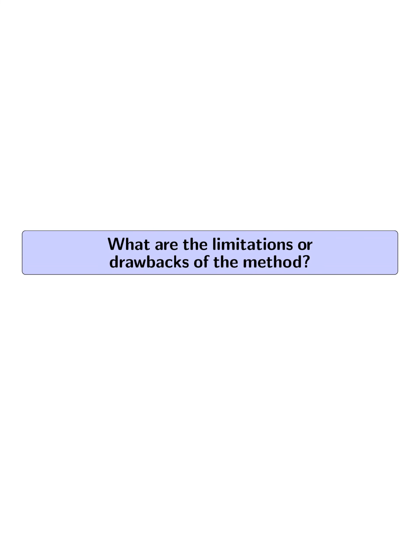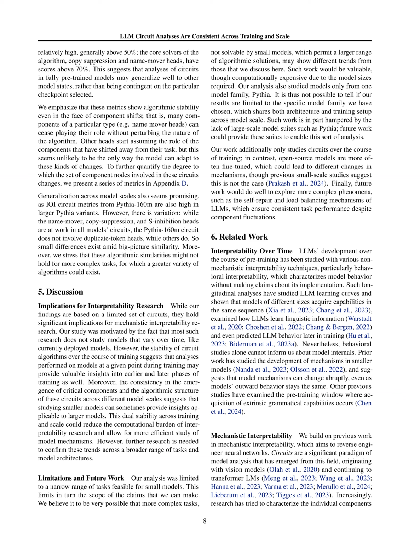What are the limitations or drawbacks of the method? The limitations or drawbacks of the method used in the paper include the narrow range of tasks studied, which are only feasible for small models, limiting the scope of the claims that can be made. This suggests that more complex tasks, unsolvable by small models, may exhibit different trends.